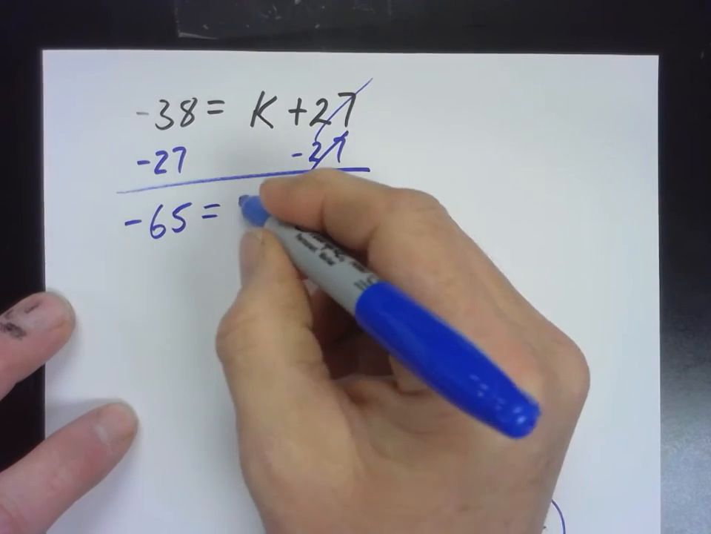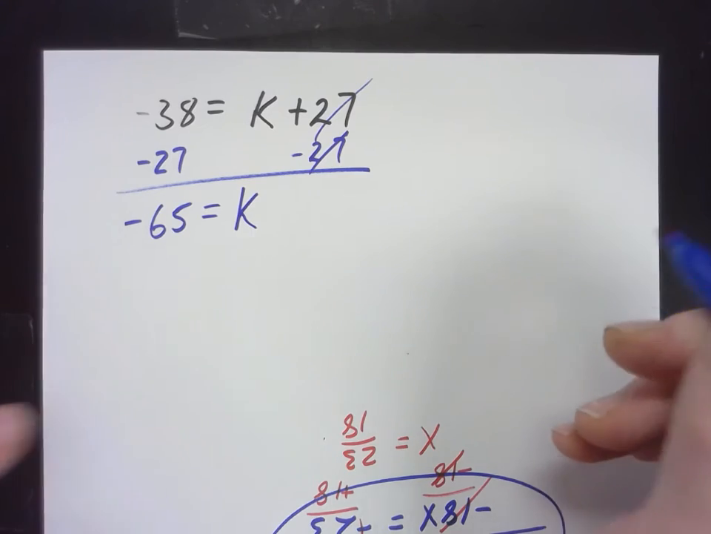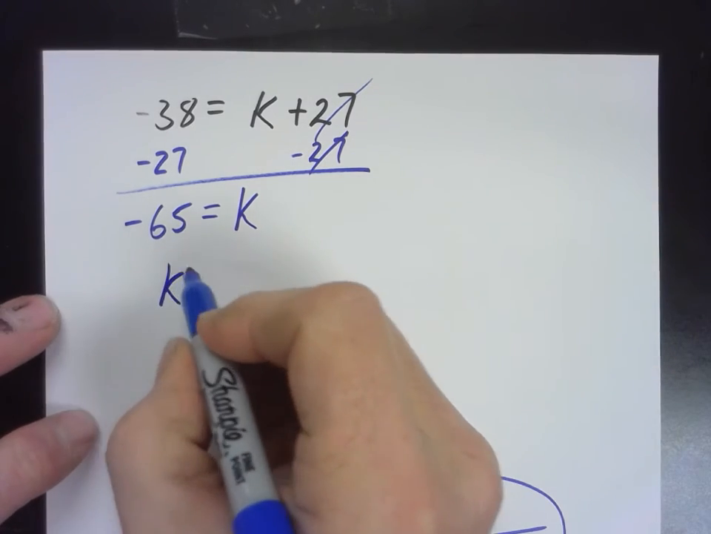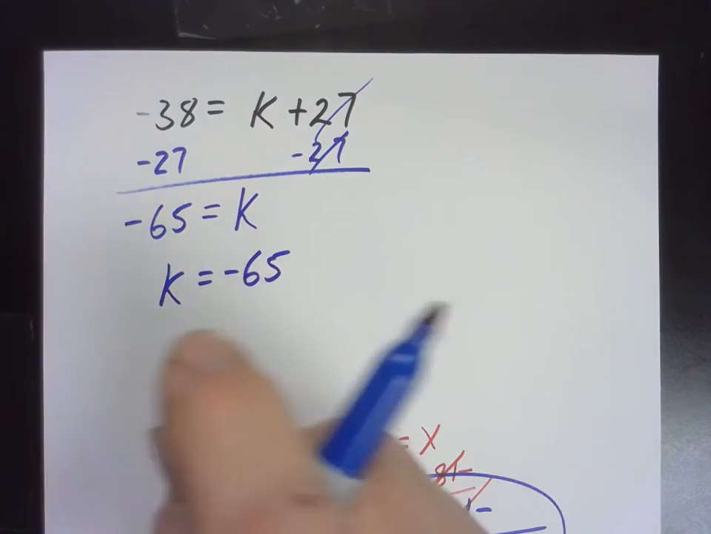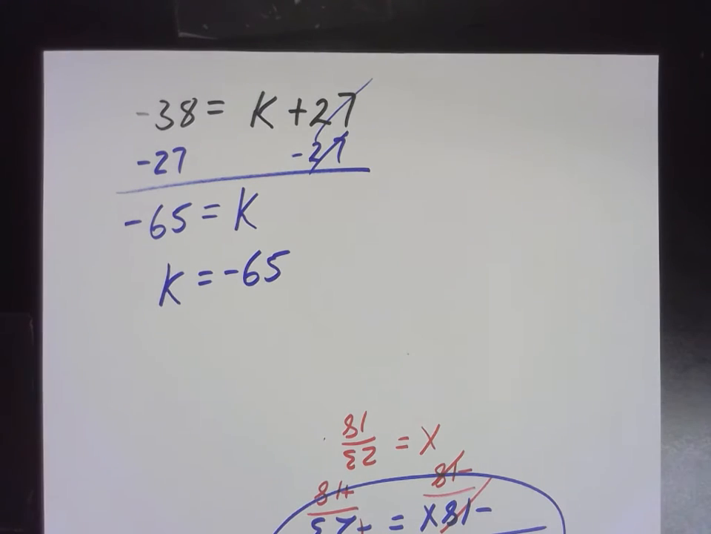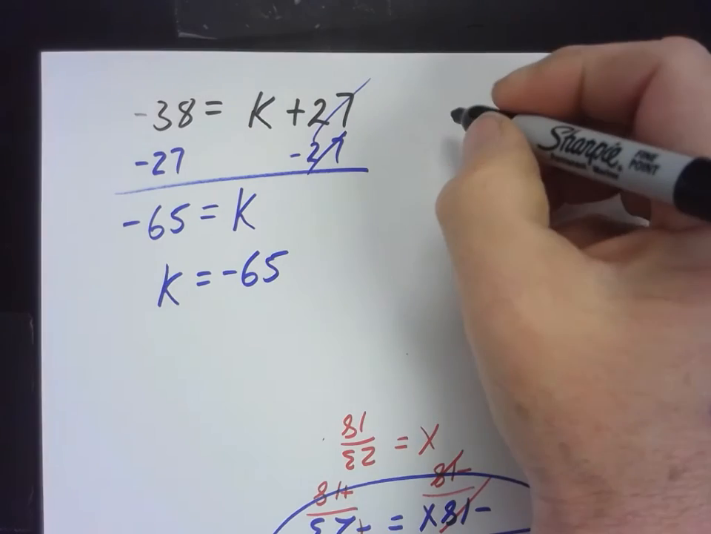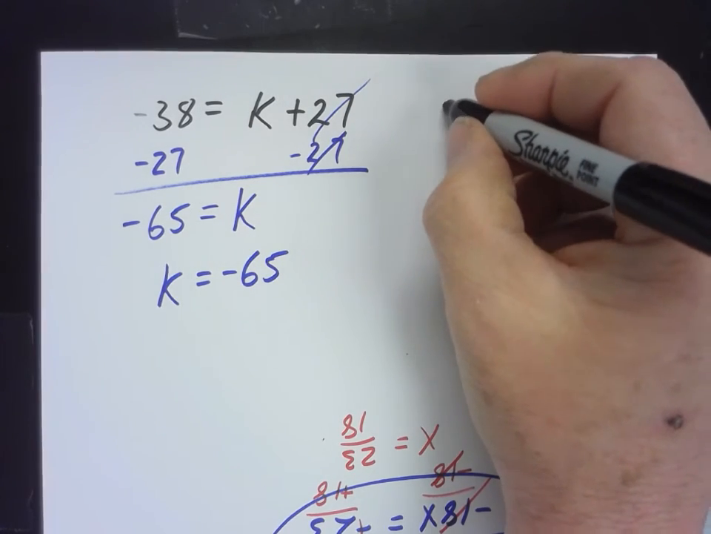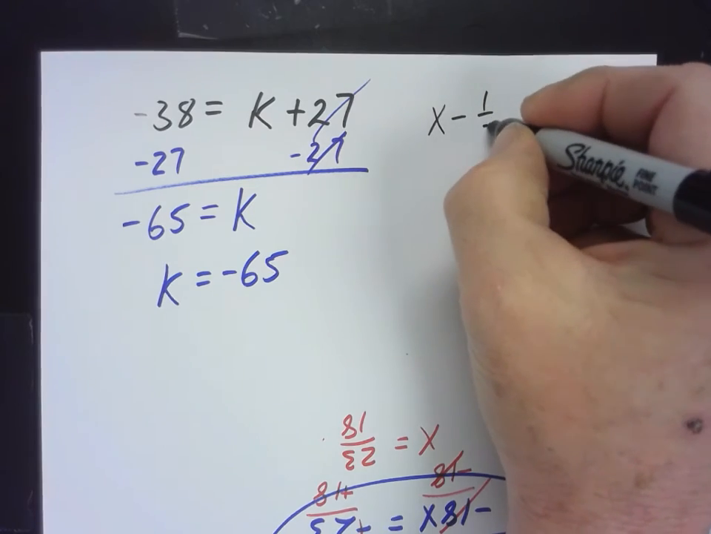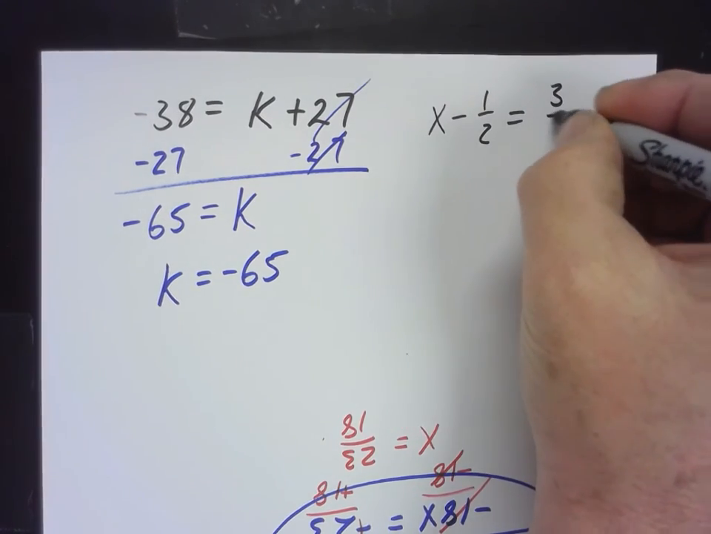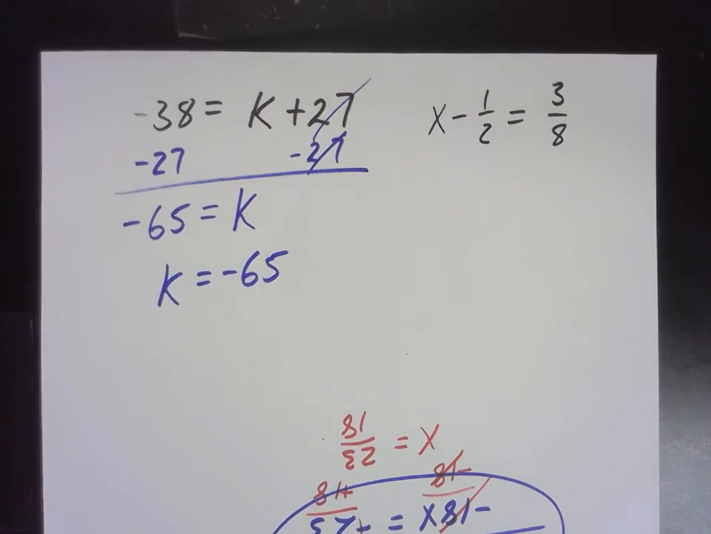Equals k. Now there's no difference between that and k equals negative 65. And we're not going to worry about which side of the equal sign the variable's on. Doesn't matter. Left hand, right hand, that makes no difference whatsoever. You got it? Okay. Now here's one you probably can't just look at and tell me the answer. Although maybe it's not too bad. Write it down. Show me the work. Do it all correctly.